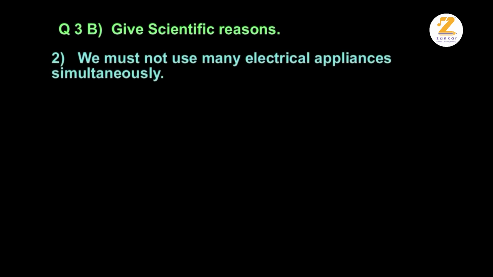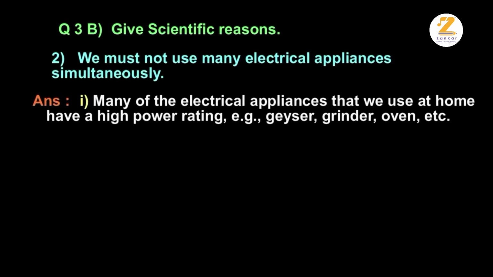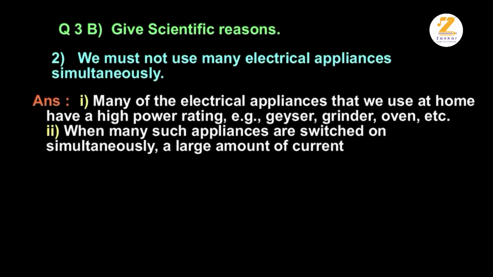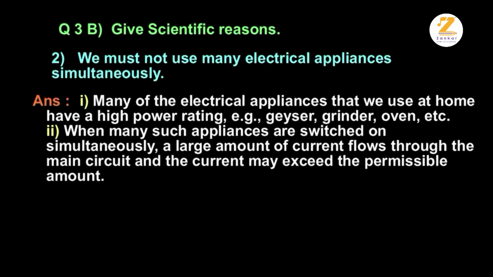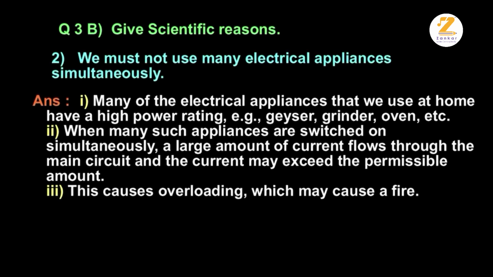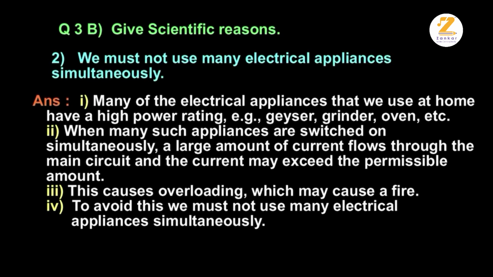Next reason: we must not use many electrical appliances simultaneously. Many of the electrical appliances that we use at home have a high power rating, that is geyser, grinder, oven, etc. When many such appliances are switched on simultaneously, a large amount of current flows through the main circuit and the current may exceed the permissible amount. This causes overloading, which may cause a fire. To avoid this, we must not use many electrical appliances simultaneously.